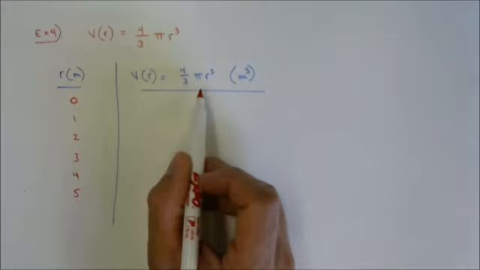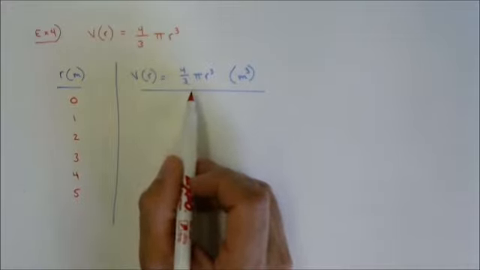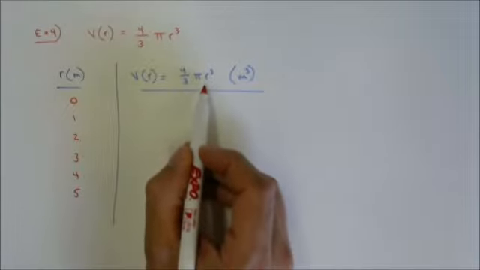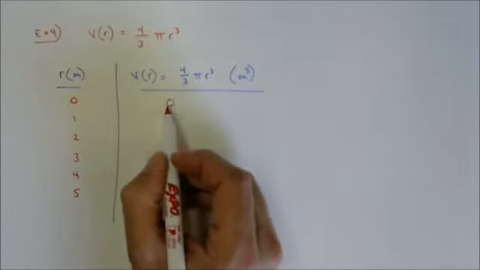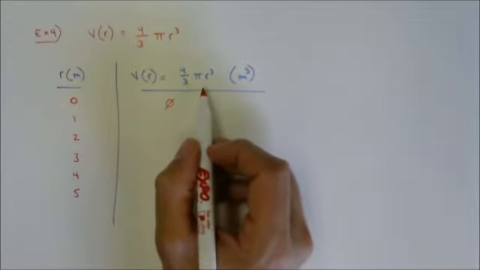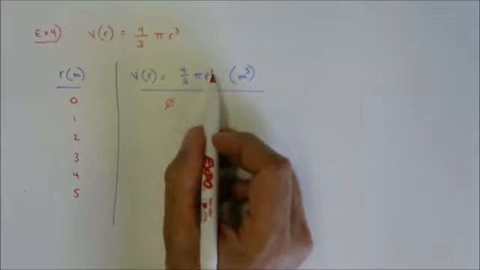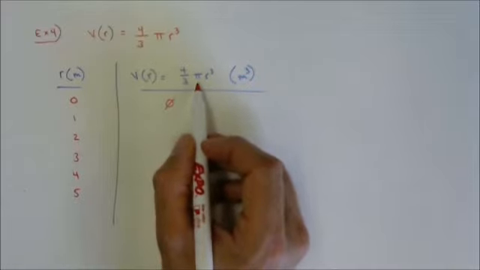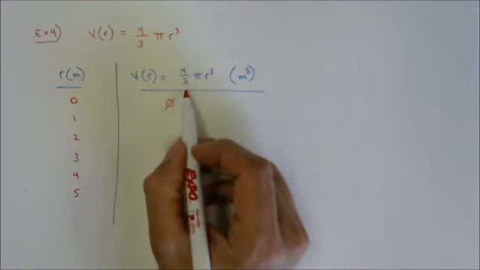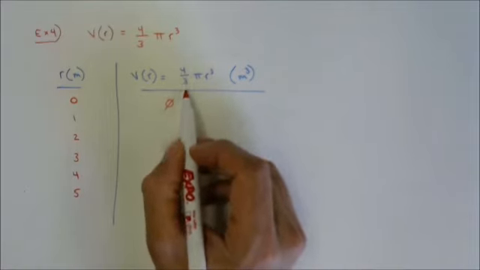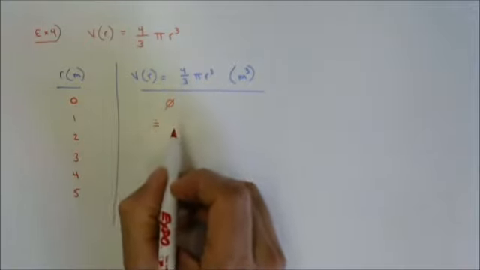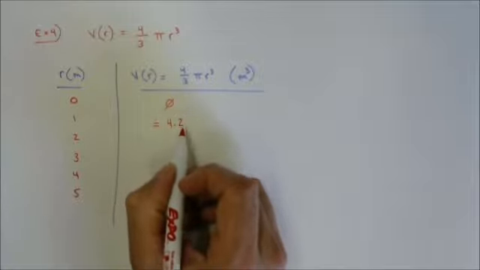Okay, so for the first one, if you have 0 radius, how much volume are you going to have? 0. Plug in 0 for r, 0 cubed is 0, 0 times anything is 0. When we put 1 in there, we can do as much as we can in our heads, but basically you have 1 cubed, which is 1. So you have 1 times pi times 4 divided by 3. And just to save us a little bit of time, 4.18, so we'll round that to 4.2.